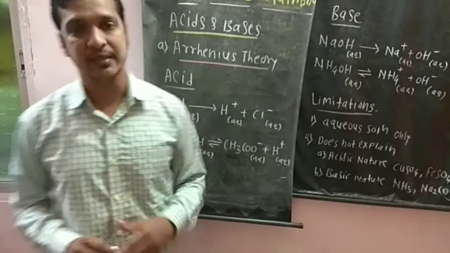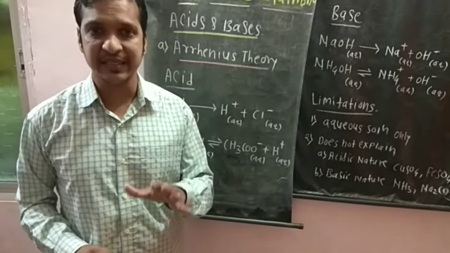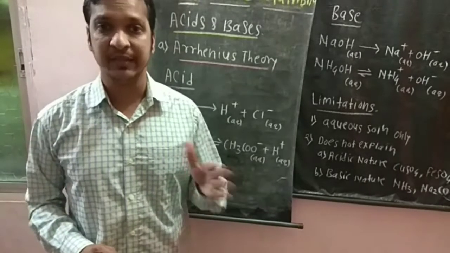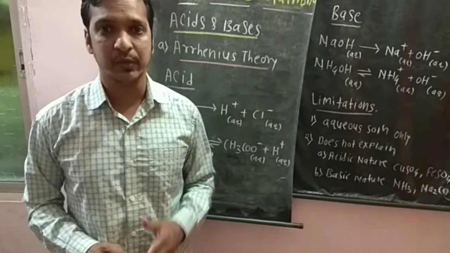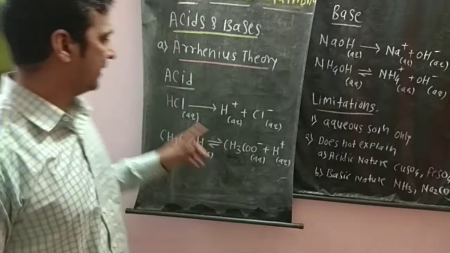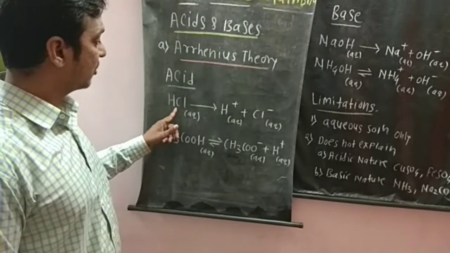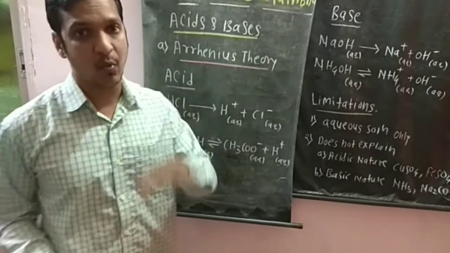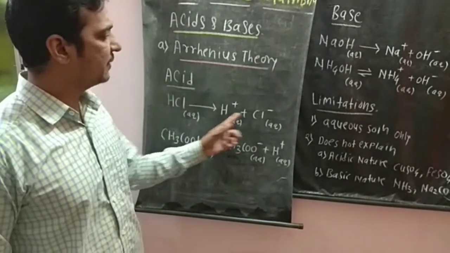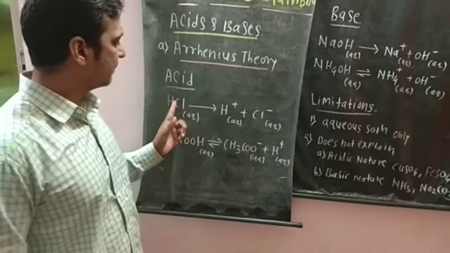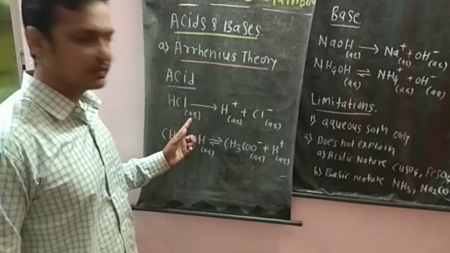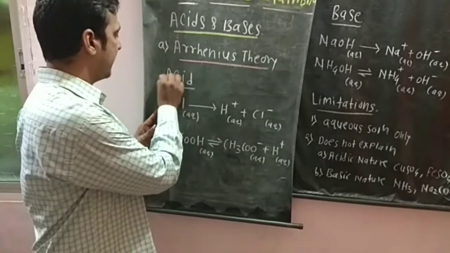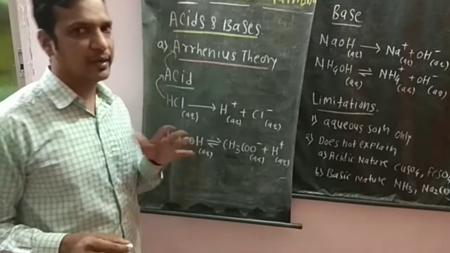According to the Arrhenius theory, what is an acid? An acid is a substance which contains hydrogen and produces H plus ion when dissolved in water, in the aqueous medium. For example, HCl. When we dissolve HCl in water, it gives us H plus and Cl minus ions. Since it gives H plus ion when dissolved in water, HCl is called an acid according to the Arrhenius theory.